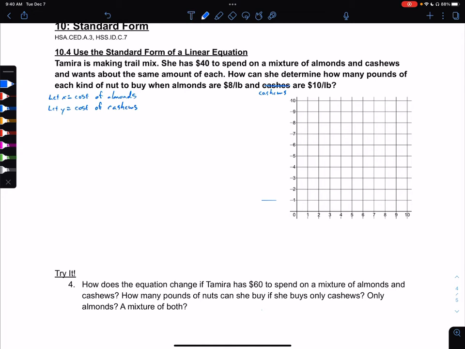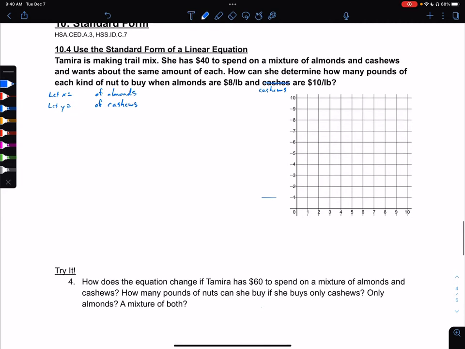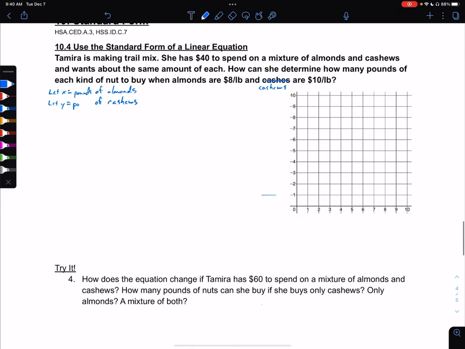Okay. I'm sorry, not the cost. The pounds. How many pounds we buy. So let X equal the pounds of almonds because we know the costs. The costs are $8 and $10. So let X equal the pounds of almonds and let Y equal the pounds of cashews. Okay, that makes more sense.